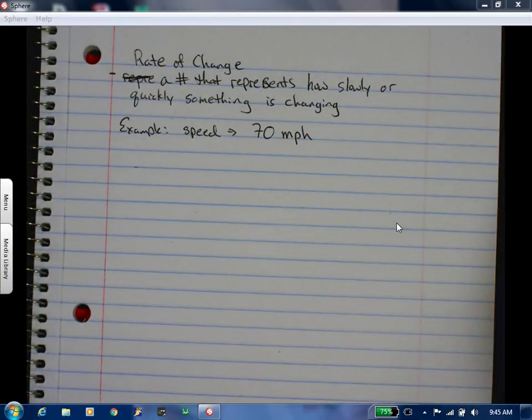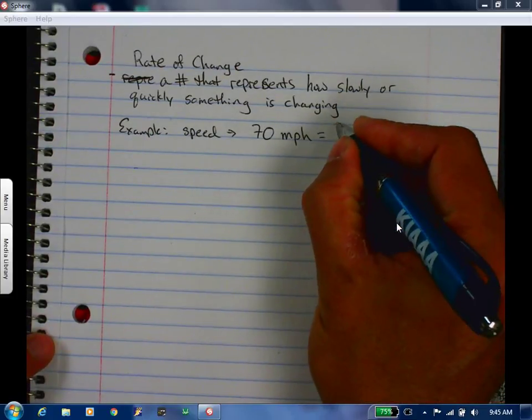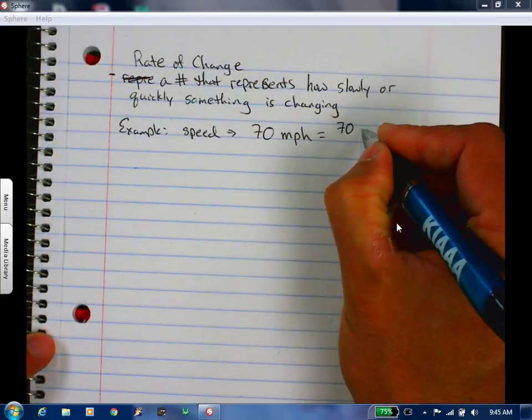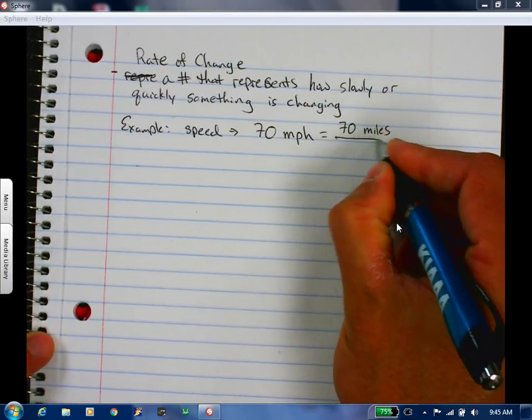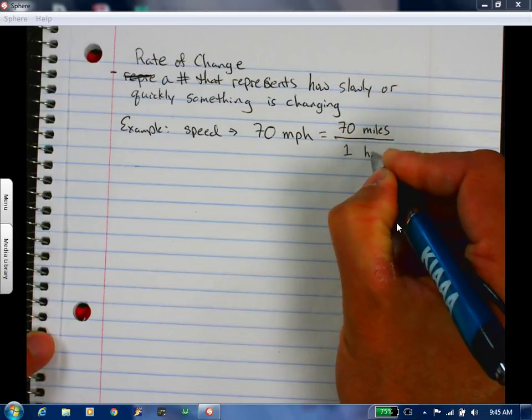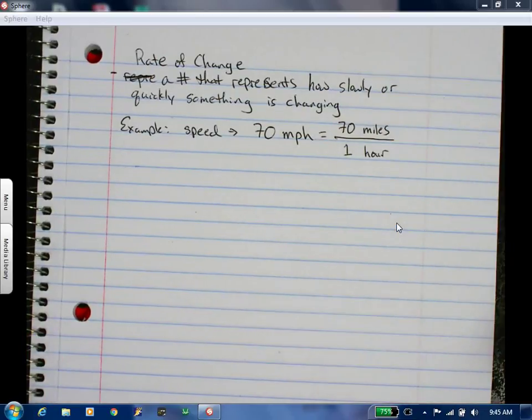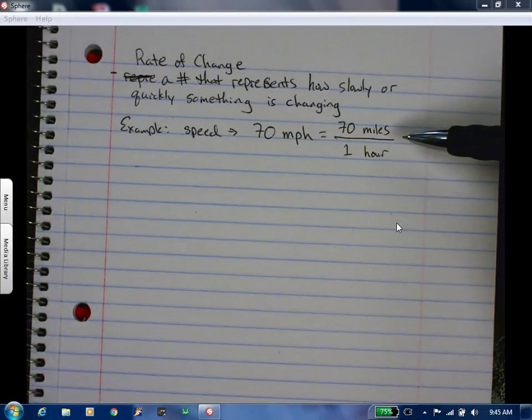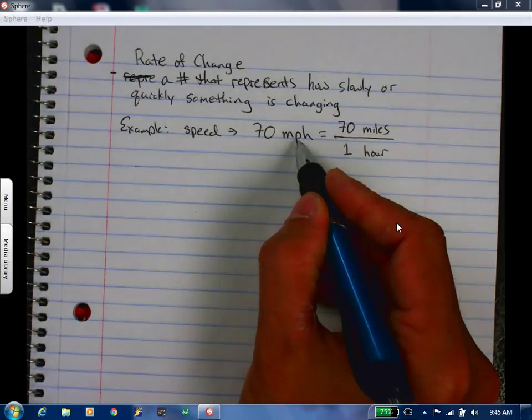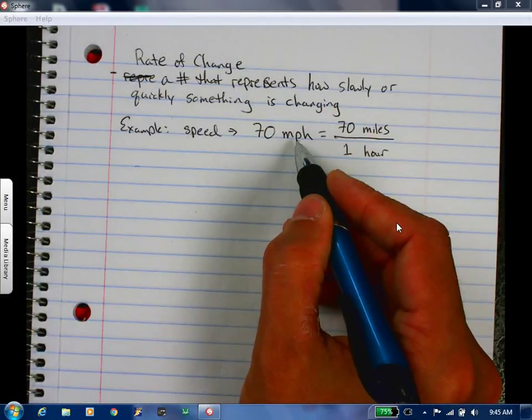70/1. So what's the label for the top number, for the 70? Miles per 1 hour. A rate of change, 70 miles per 1 hour. So a fraction represents which operation, which math operation? Division. And what's a common word for division? Per. Is it up there? No, there's not one on that list.